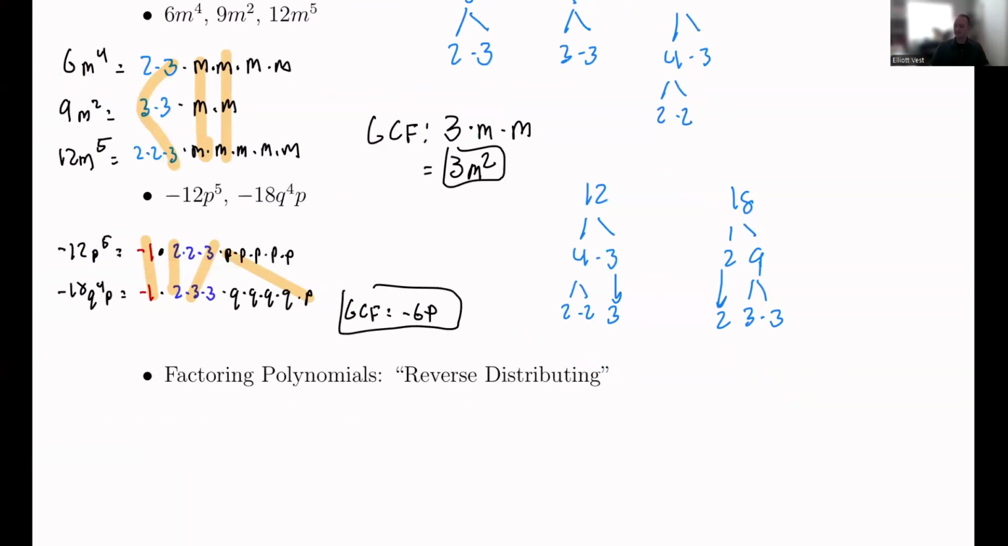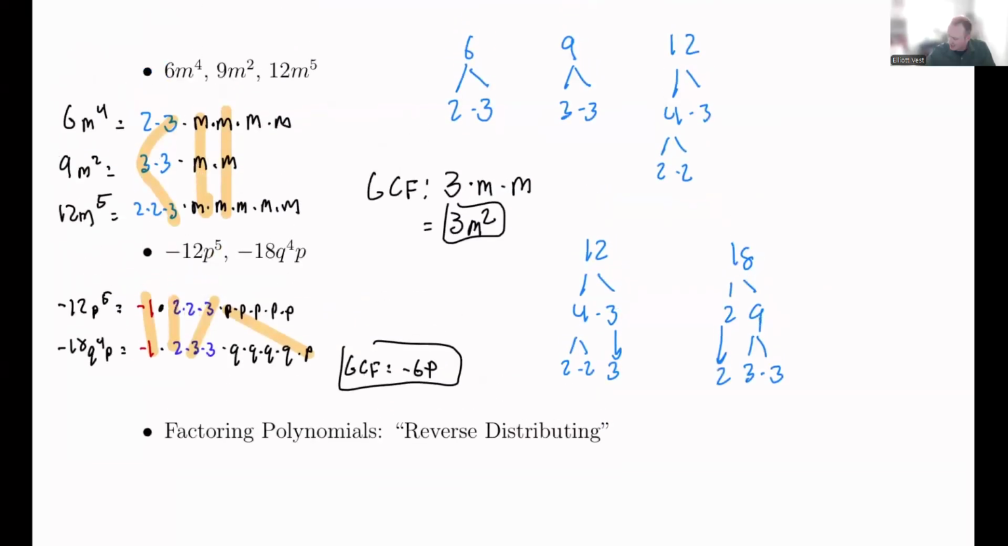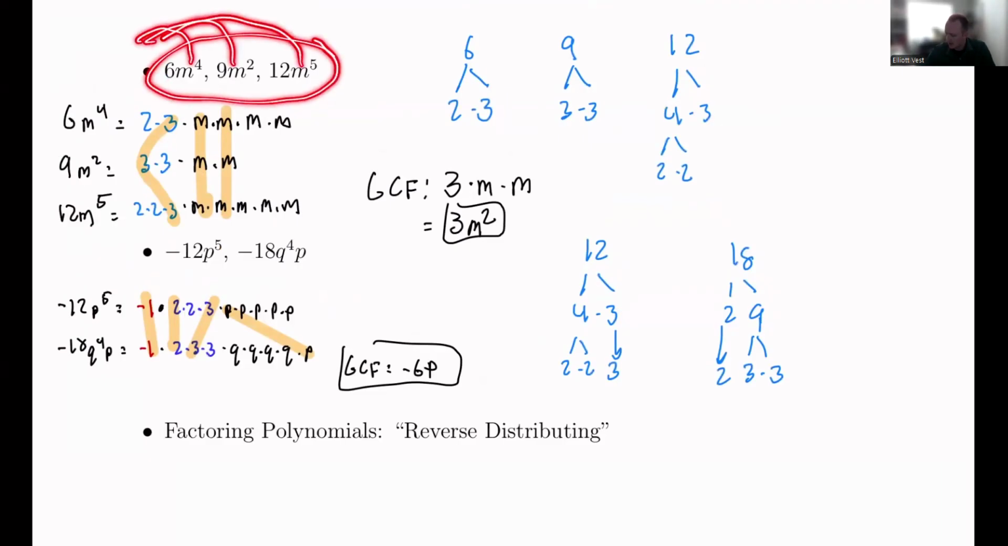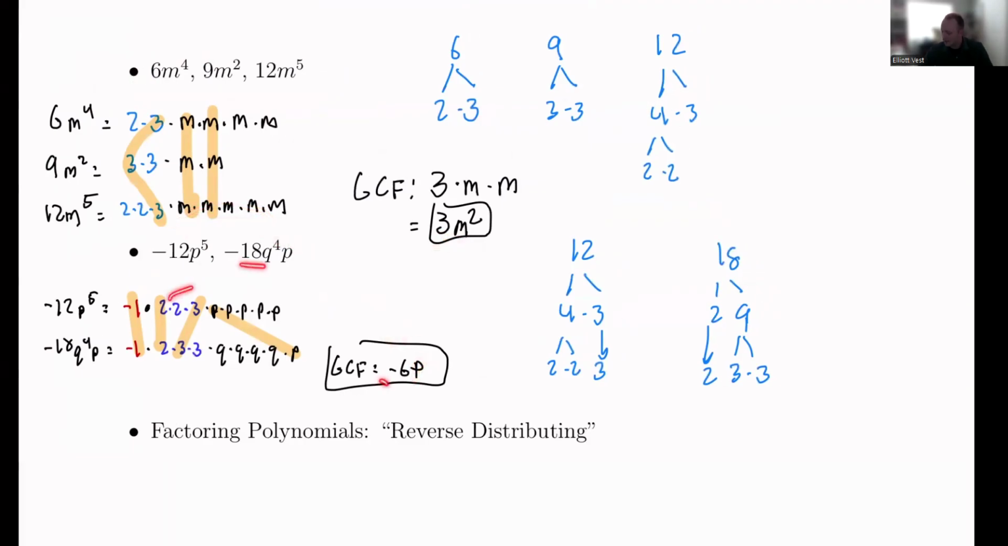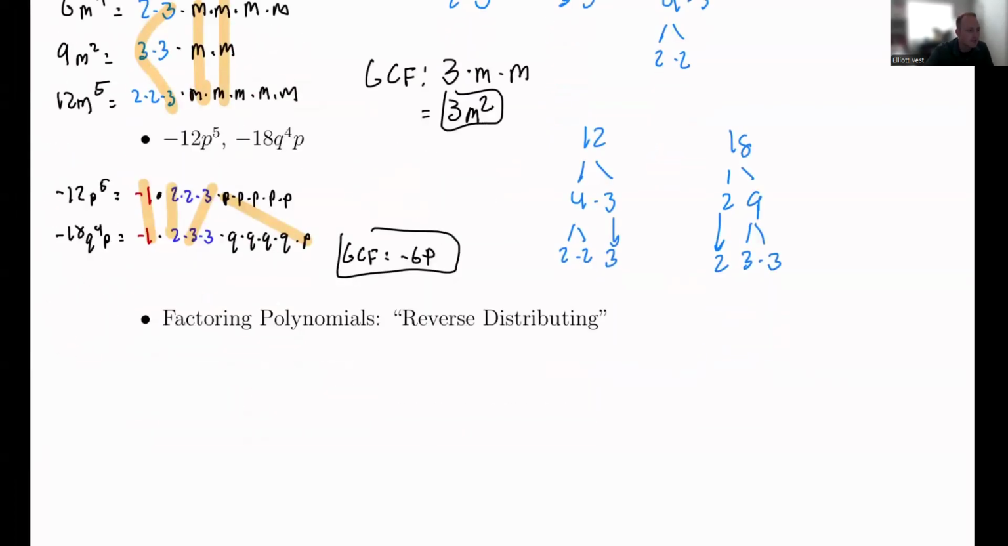Now, I would pause the video and look at these two problems and ask, can I see that I can factor out a 3m squared out of everything here? I think that's the biggest thing I can factor out. And same for this one, for negative 6p. Can I factor out a 6p or negative 6p out of everything? Well, I can factor out a negative. 6 is a factor of 12 and 18, and I can pull out a p as well. That is the idea of what this next point is, which is reverse distributing here.